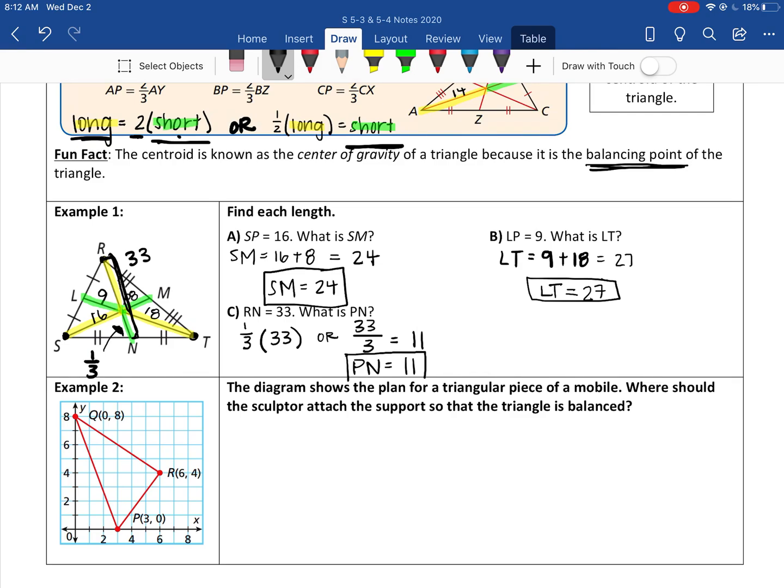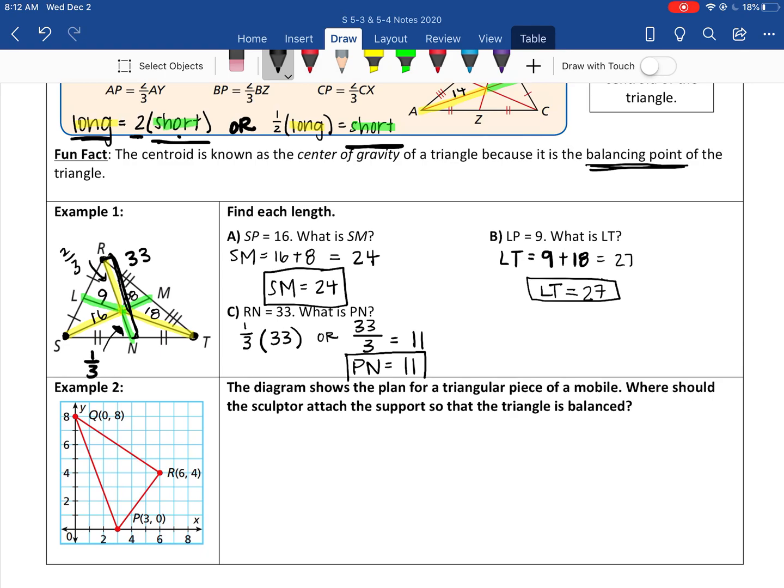All right. So usually you're going to see me use the 1/3 more often, or you can see the 2/3. But again, using the half and the double is going to come up way more often, but keep the 1/3 and 2/3 in the back of your mind. All right. So again, your long piece is 2/3 of the whole thing, which means your short piece would have to be 1/3 of the whole thing. Okay, so that is medians.